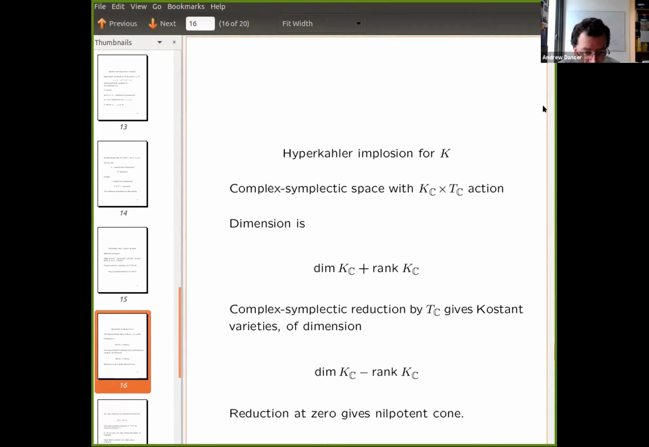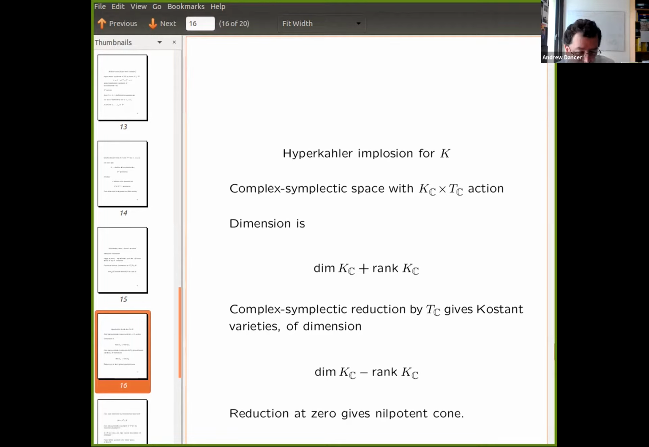The dimension is equal to the dimension of K_C × T_C, so that's the dimension plus the rank. And this is sort of a master space. If we complex symplectically reduce by the T_C action at the various level sets, we get the so-called Kostant varieties living in the Lie algebra. And in particular, reducing at 0 gives the nilpotent cone of dimension dim K_C minus rank K_C.